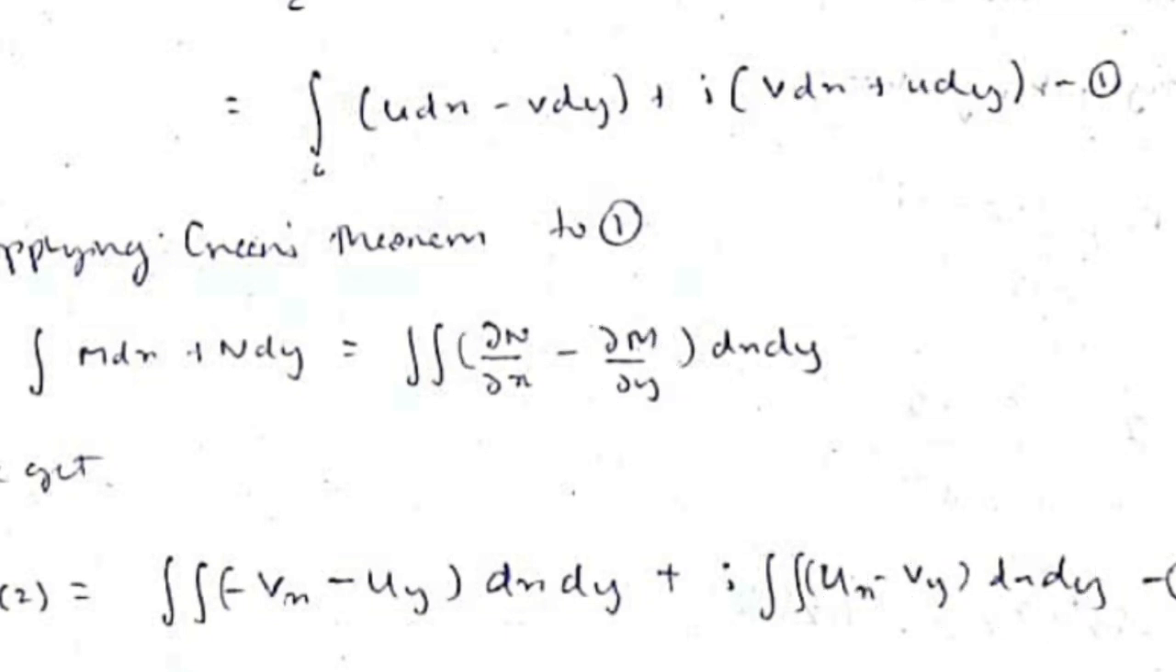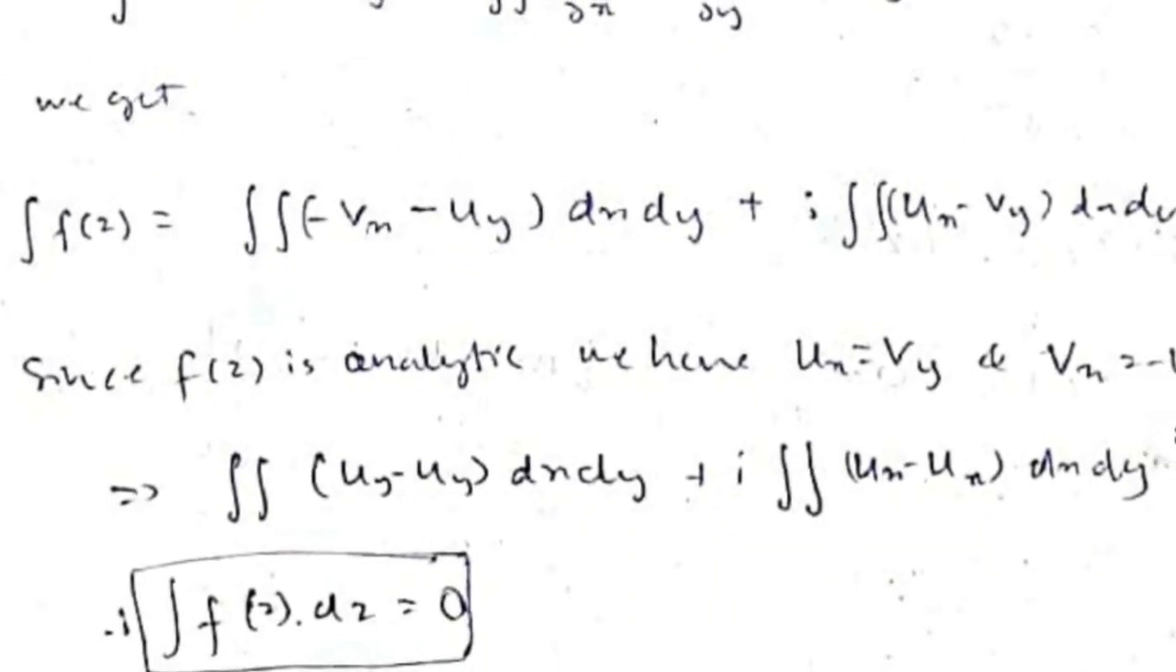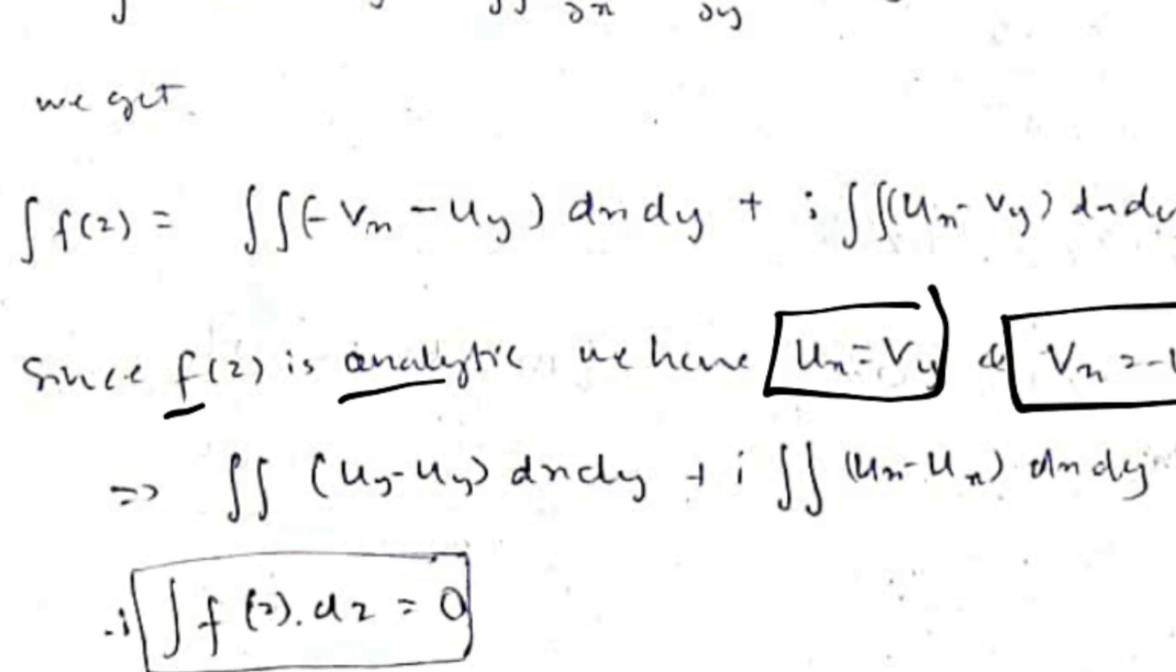After this, it's given to us that f of z is analytic, so we can use the CR equations. Ux is equal to vy and vx is equal to minus uy. In the first place, we have minus vx, so we can use this value here, uy. Minus vx is equal to uy, so here it will be uy minus uy.